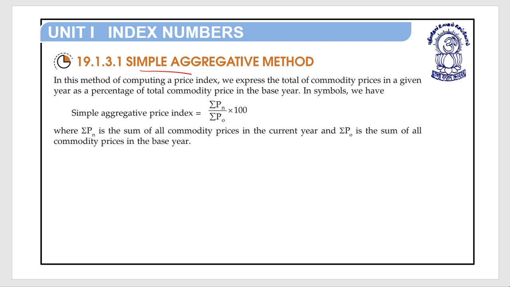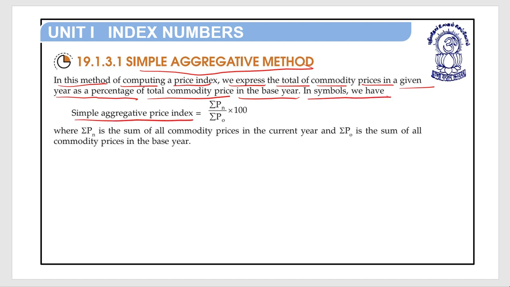Simple aggregative method. In this method of computing a price index, we express the total of commodity prices in a given year as a percentage of the total commodity price in the base year. In symbols, the simple aggregative price index is equal to sigma Pn upon sigma P0 into 100, where sigma Pn is the sum of all commodity prices in the current year and sigma P0 is the sum of all commodity prices in the base year.